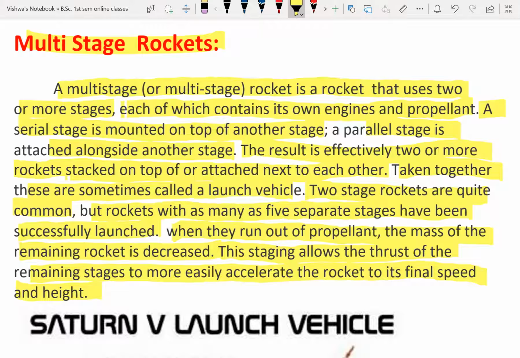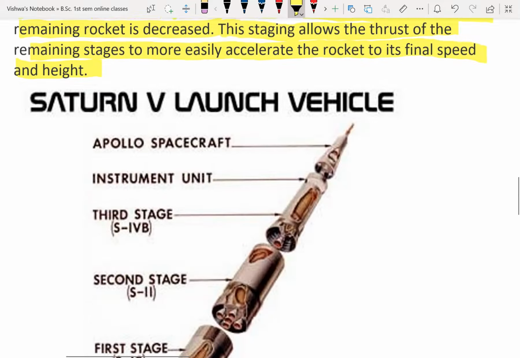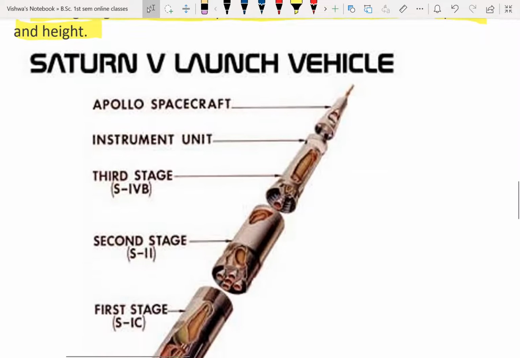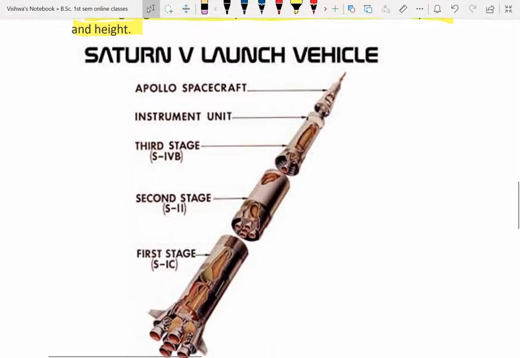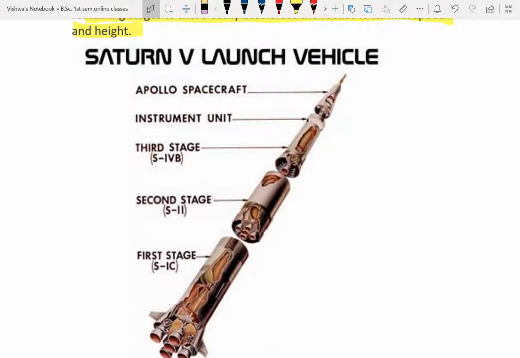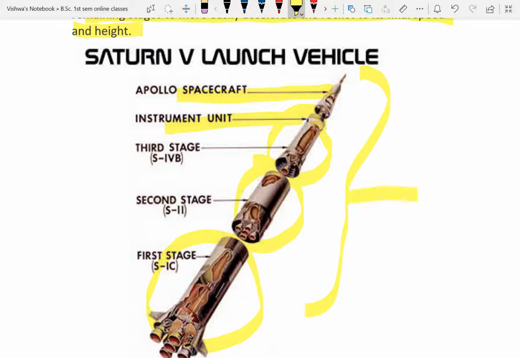Okay. So here is the Saturn 5 launch vehicle model. Here we are going to use 3 stages. This part is the first stage, next to that is the second stage, next to that is the third stage, and here we put the instruments and spacecraft. So all together there is a single rocket.